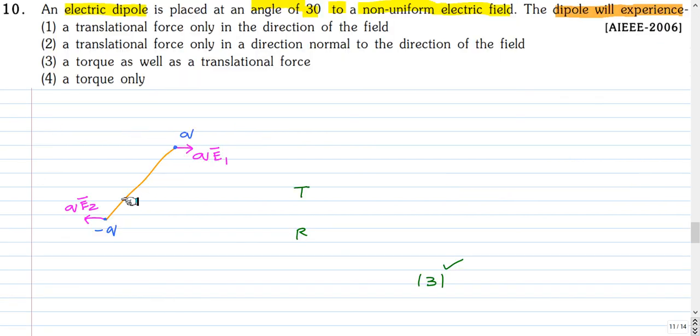So the dipole is made up of minus Q and plus Q. Since the electric field is non-uniform, the electric field at this point will be E1, and here it will be different, E2, and let the directions be towards right. So the force acting on this plus Q will be QE1 towards right, and acting on minus Q will be QE2 towards left. So the net force is QE1 minus QE2, and since E1 and E2 are not the same, there will be a net force acting on this dipole, and also there will be a torque. So there will be torque as well as translation force. The correct option is option 3.